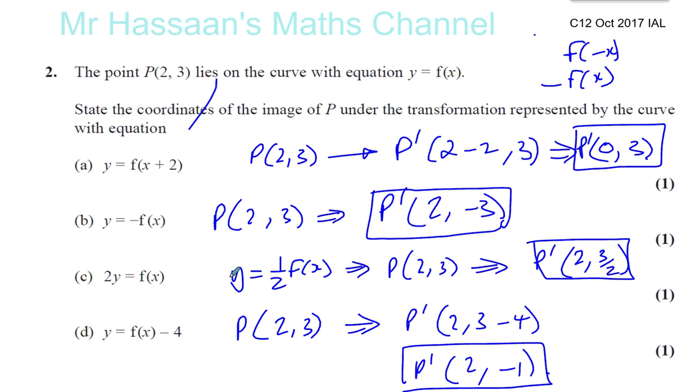And here you've got y equals a half of f(x). You multiply the y-coordinate by a half, because it's outside the function. y equals f of x minus 4: you take away 4 from the y coordinate, the x coordinate stays the same.